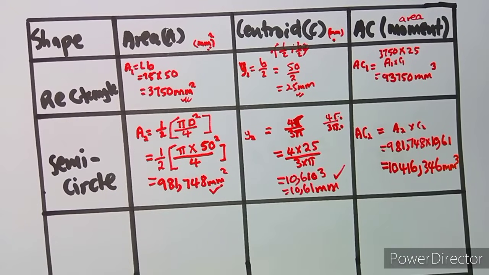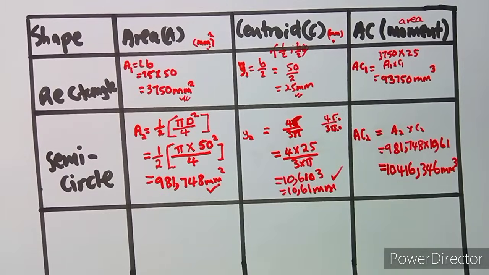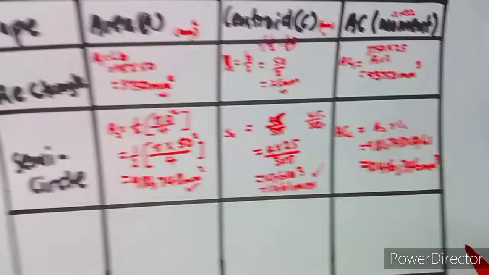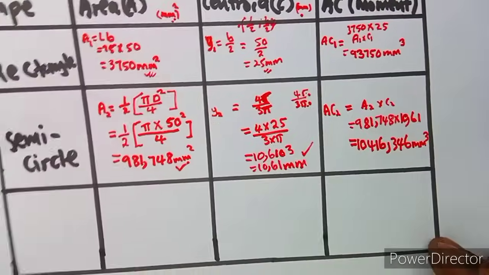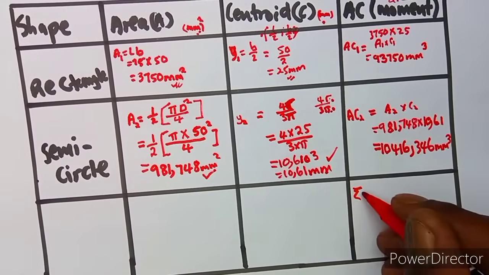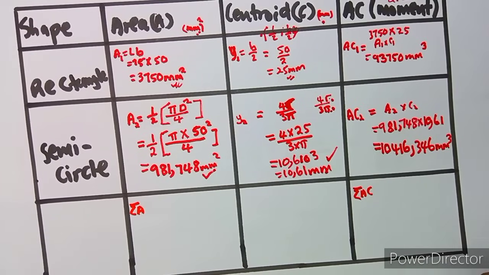So that is the major, or the most important part that you are supposed to have in this case, if you are working with the centroid. So now the next thing we need is, remember, we will need to calculate the centroid, and we said this is the area moment over the area. Okay, remember, the sum of the area moment over the area. So what we need here is the sum of the area moment and the sum of the area, so that we can simply substitute into our formula.